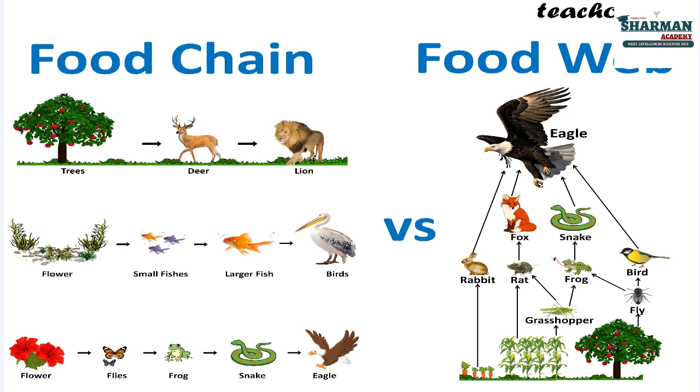A food web shows the many different paths plants and animals are connected through. Example: a hawk might also eat a mouse, a squirrel, a frog, or some other animal.